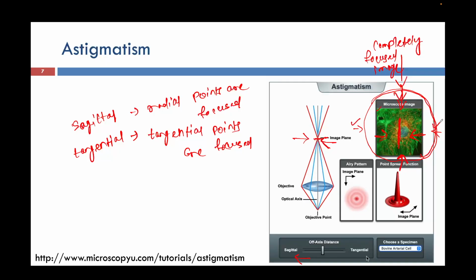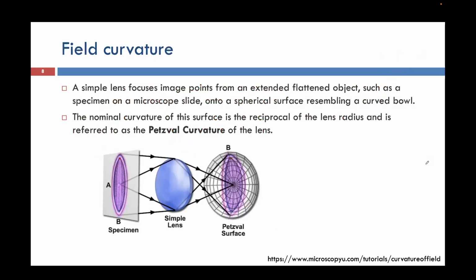This side images are very good, but you will lose the quality from this side, right? So this kind of aberration is known as astigmatism, which we definitely don't want to see, because we want to see a complete focused image, right? So this is known as astigmatism. And similarly to the astigmatism, there is another kind of aberration associated with the lens, called field curvature. Field curvature is, after refraction, what will happen?